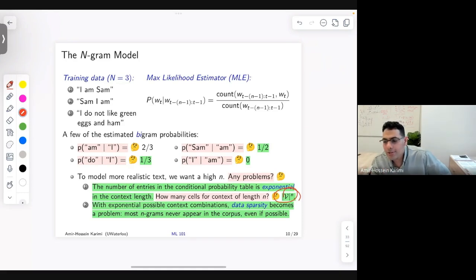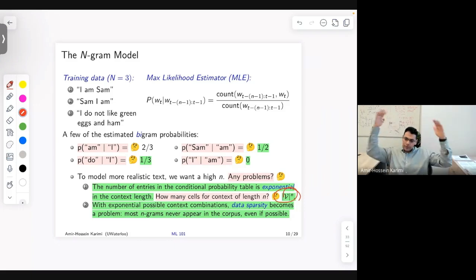How did we estimate each of the values in the conditional probability tables? We said we're going to count. We're going to count the numerator, how many times that particular sequence occurs within the corpus, over how many times the context occurs within the corpus. And as you increase the size n of your n-gram, you're going to get exponentially more, V to the power of n, cells that you need to estimate. So what's happening here? We just need a lot of data to actually do a proper estimation.